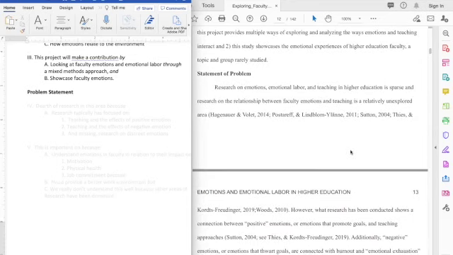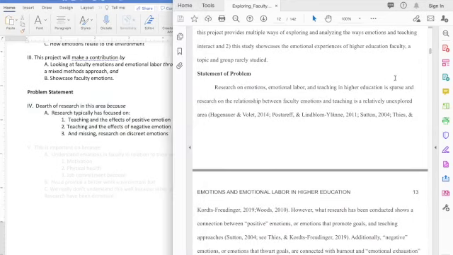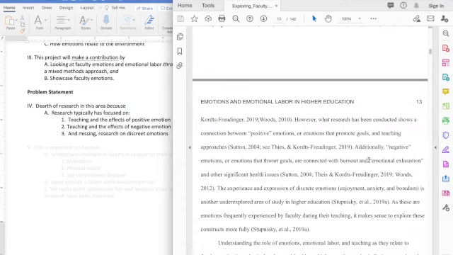I'm also going to note that, all right, let's take a look at paragraph number 4. Research on emotional labor and teaching in higher education is sparse, and research on the relationship between faculty emotions and teaching is a relatively unexplored area. However, what research has been conducted shows a connection between positive emotions or emotions that promote goals and teaching approaches. Additionally, negative emotions or emotions that thwart goals are connected with burnout and emotional exhaustion and other significant health issues.